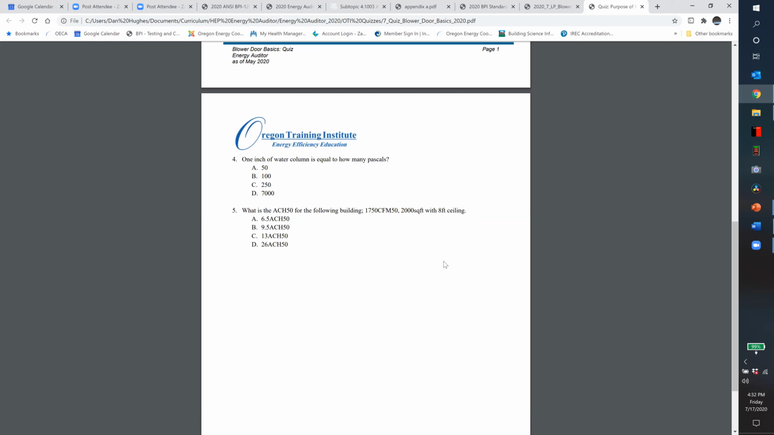Last, number 5, what is the ACH 50 for the following building? All right, we got it. Got a couple here. A, 6.5. So remember, if we start with CFM 50, we're going to end with ACH 50.